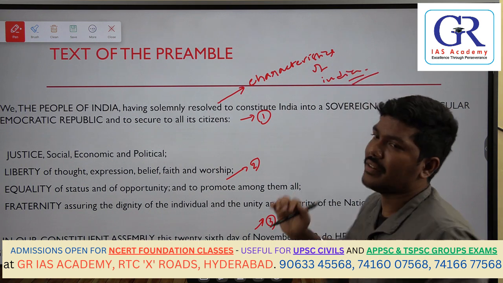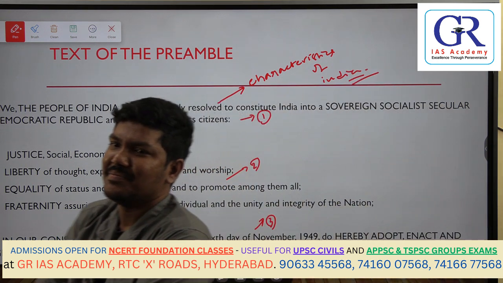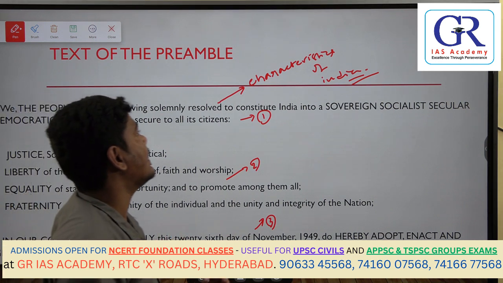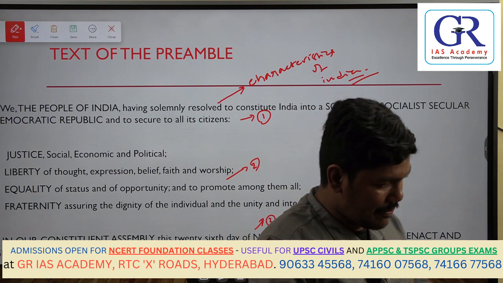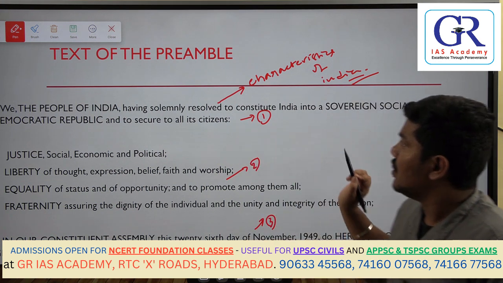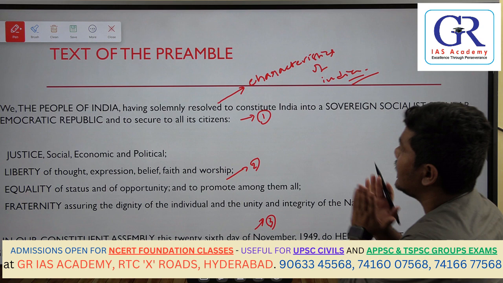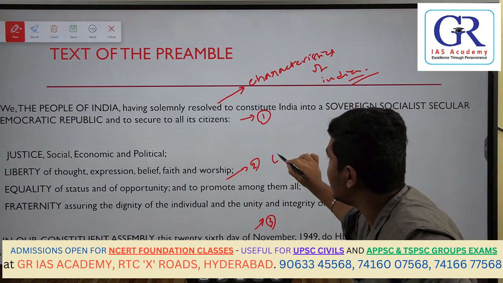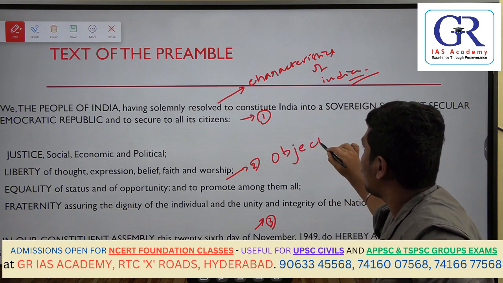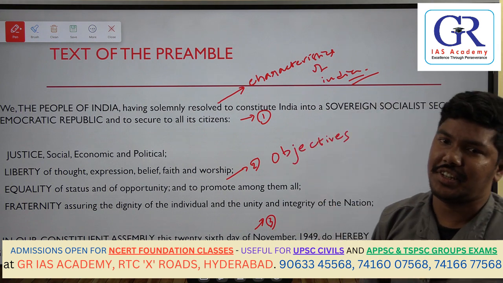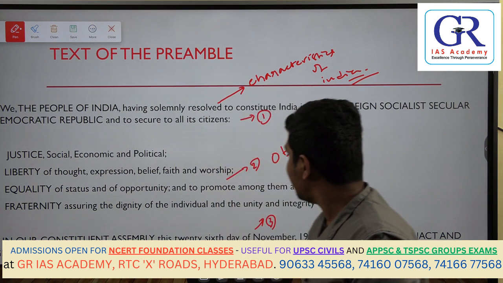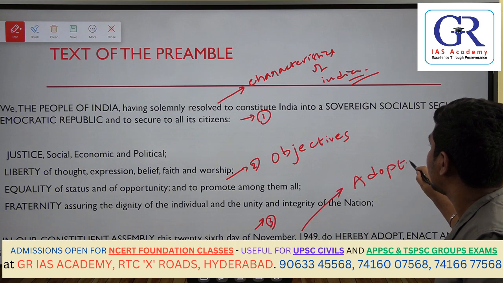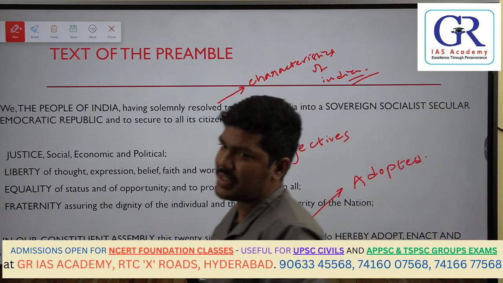Don't say India, India always, say our country. While you are writing your answers as well, you should write our country, our country. That shows your sense of belongingness. The first and foremost part deals with the characteristics of India, what India is all about. The second part deals with what this Constitution wants to achieve, the objectives. And finally, the third one is all about when it was adopted. It will provide you the details of when it was adopted.